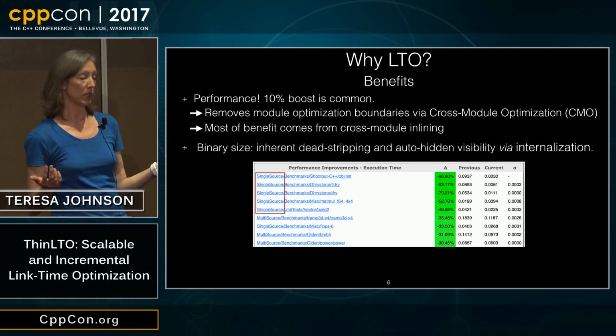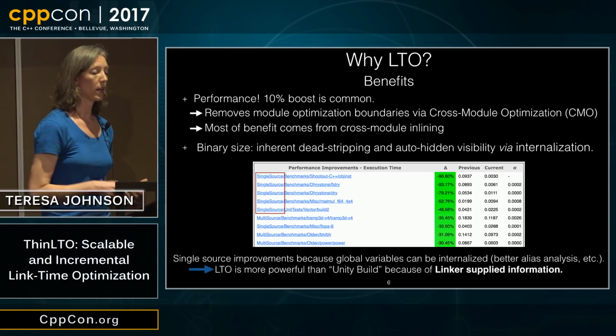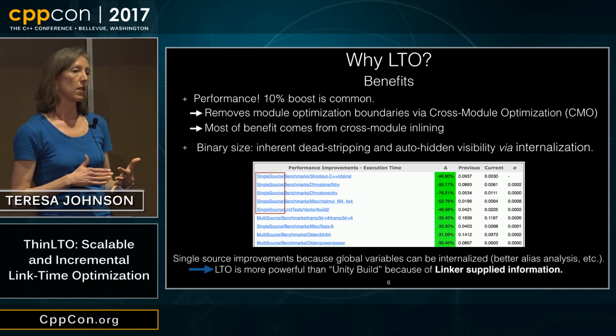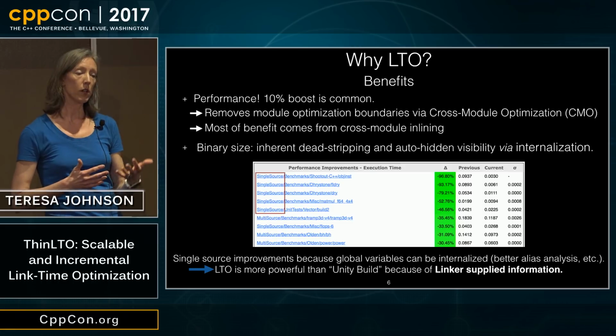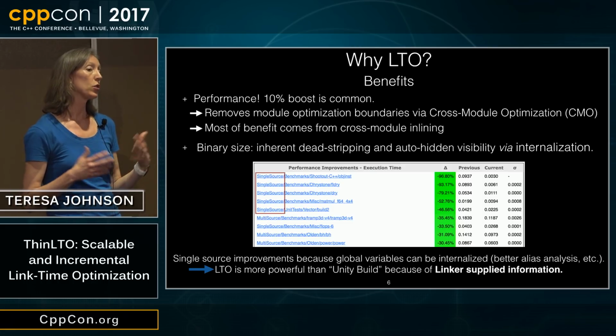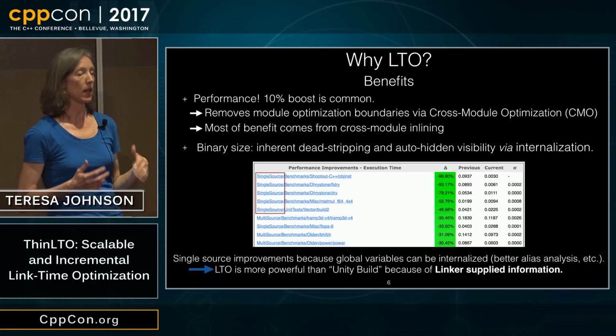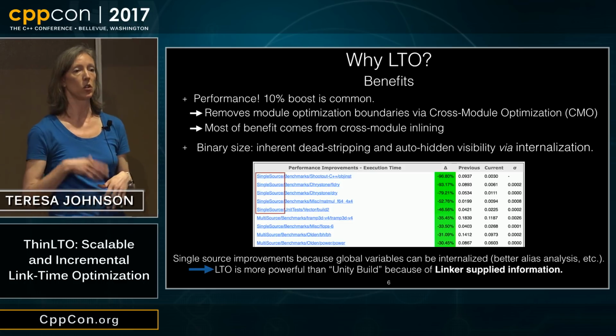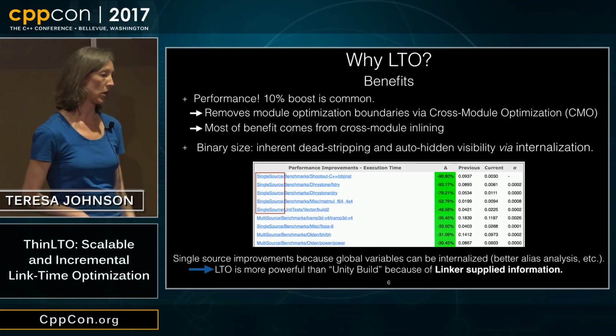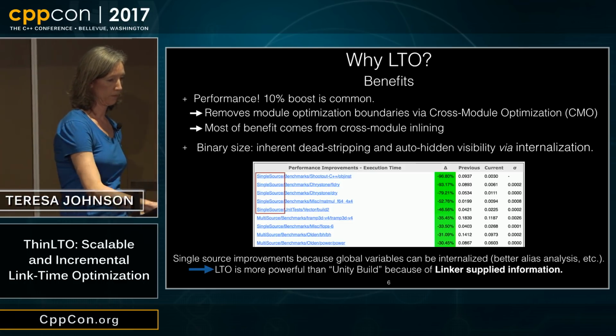So they're not getting cross-module optimization, but what they are getting is, again, linker supplied information that tells the compiler that you can internalize symbols that aren't exported, and now you can do much more aggressive analysis and optimization. You can do better alias analysis, you can do constant folding, you can do a whole bunch of things that you couldn't do without that information.